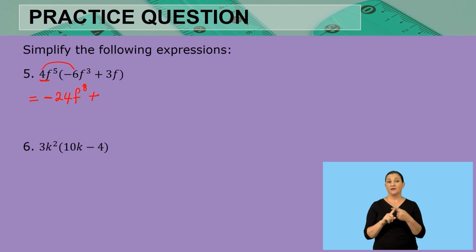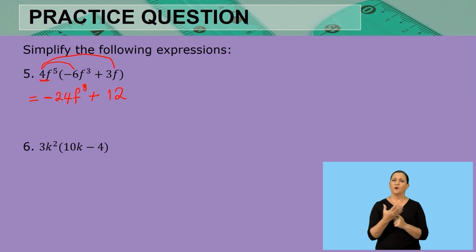Then we are adding, and then we go back to the number that is outside of the bracket. Now we are multiplying it with the second term there. So that is going to be 4 multiplied by 3, that is 12. Then again, we do have variables of the same base, that is f exponent 5 multiplied by f exponent 1. Same base, we are going to add the exponents. That is going to be f exponent 6. So my final answer there is negative 24f exponent 8 plus 12f exponent 6.